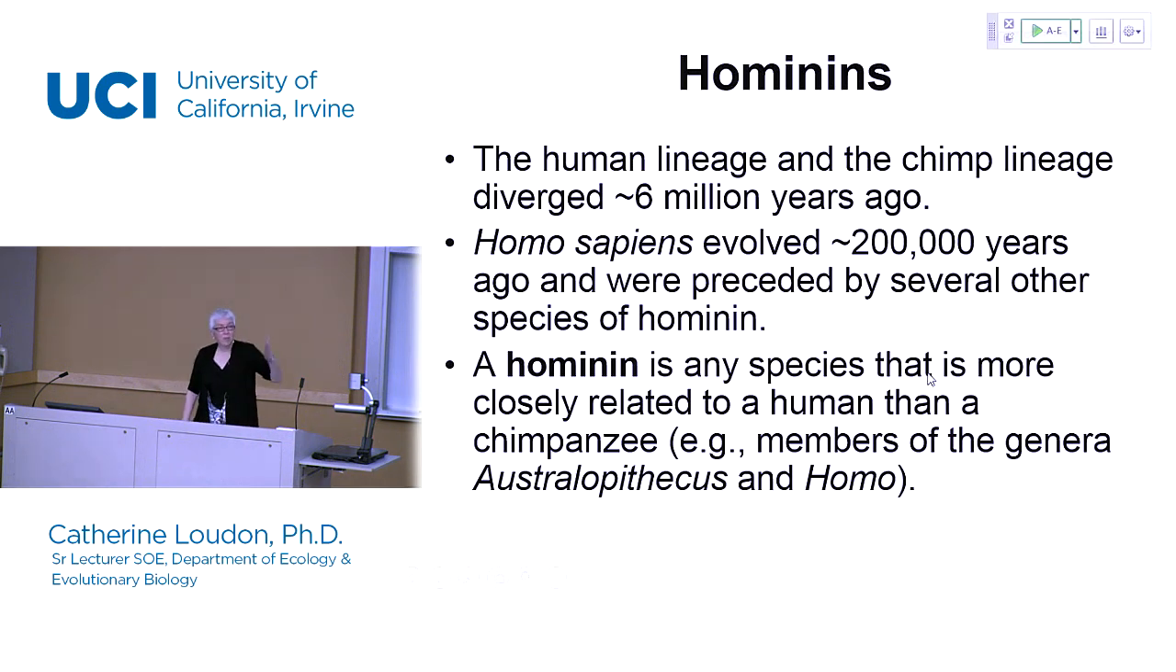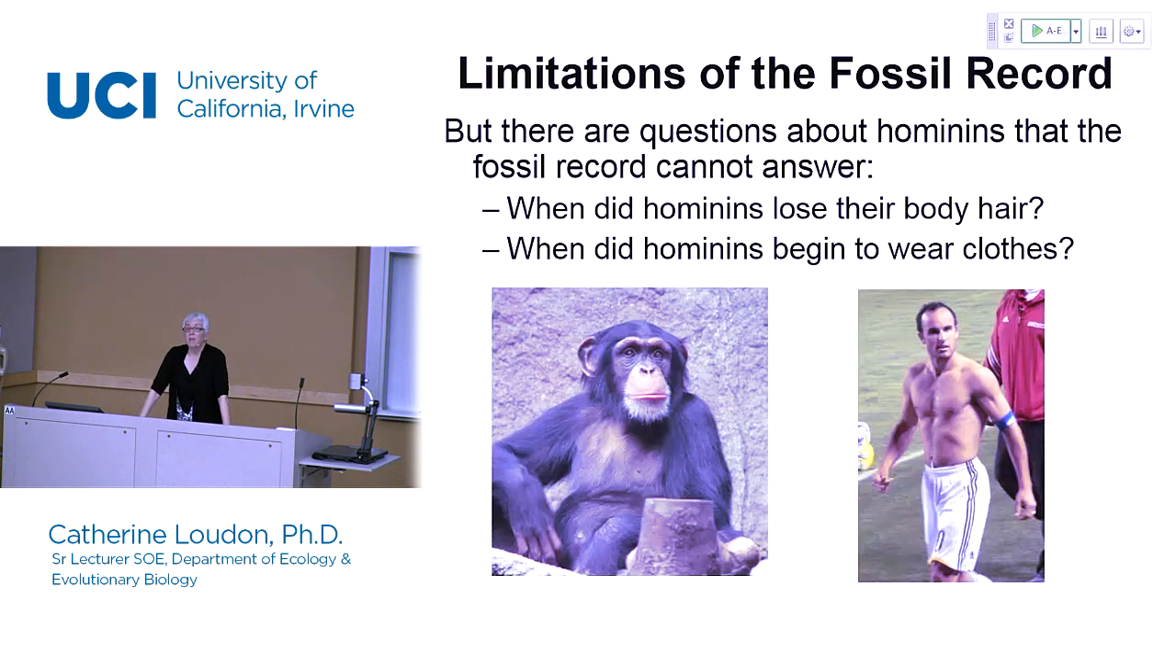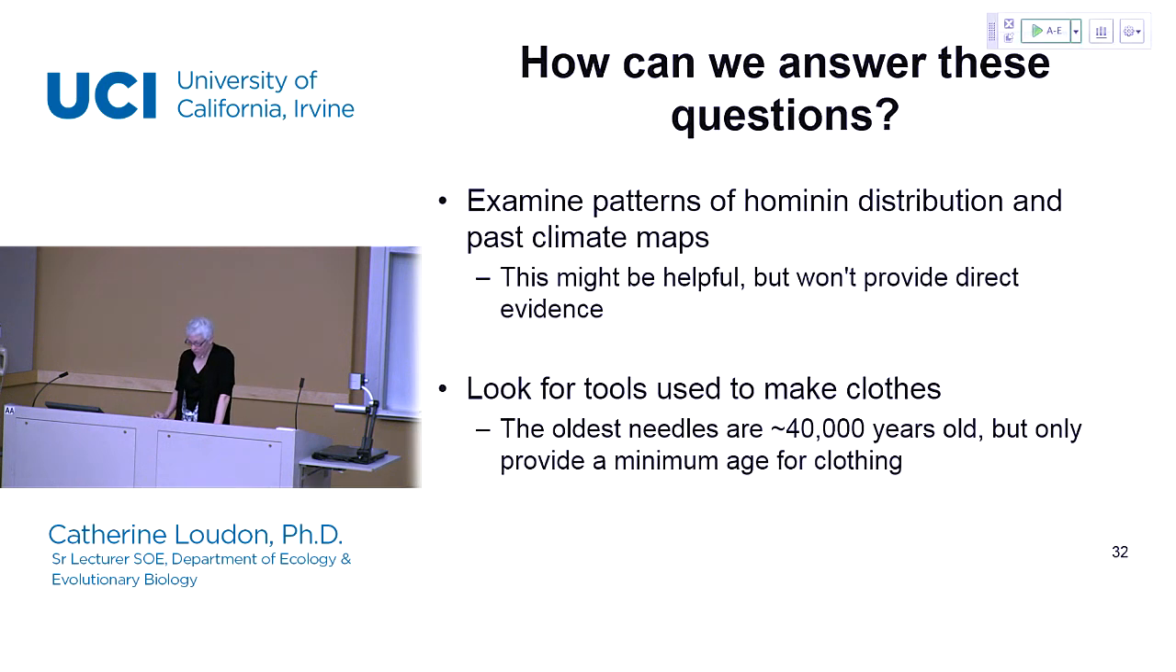So we do know some times for some of these divergences in the lineages. There might be some questions about hominins that the fossil record can't really answer, which are things like, when did hominins lose their body hair? For example, we have far less body hair than our other primate relatives. So it's of interest to think, well, when did we lose this? And also, when did we start wearing clothing? After all, the other primates don't wear clothing. And you see where we're going with the whole lice issue here too, right?